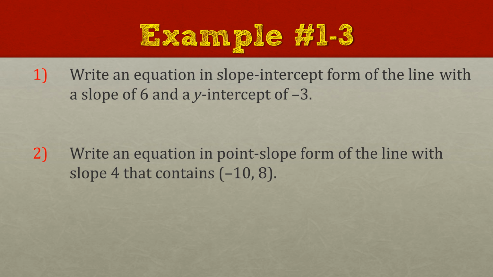Now using point-slope form, you have a slope, you have a point. Now notice that point is x1 comma y1. You're not going to plug into y and x, you're going to plug into y, x1 and y1.